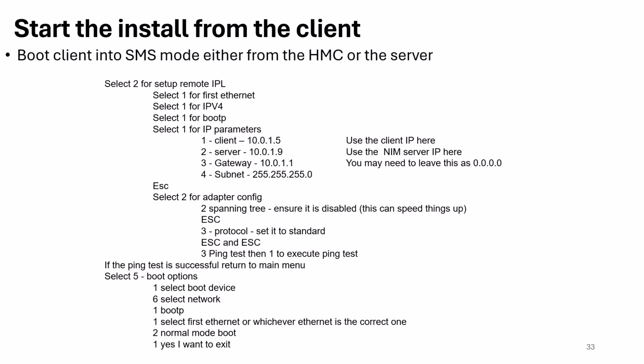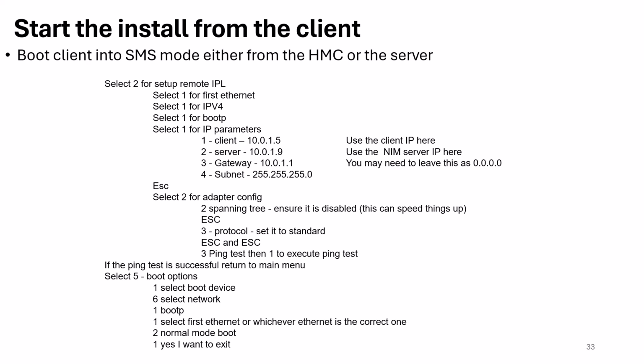We're going to pick IPv4 and BOOTP, and then we're going to set up all of our IP parameters. So we'll select 1 for IP parameters, and then we'll select 1 for the client, 2 for the server, etc. If the client and server are on the same subnet, then I don't typically fill in the gateway. Otherwise, if they're on different subnets, you're going to have to put the gateway in. Then you hit escape to go back one, and you go back and select adapter config. I always make sure spanning tree is disabled so that it doesn't slow things down, and the protocol is set to standard.